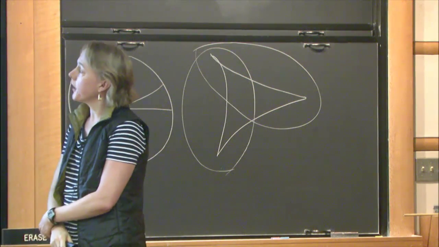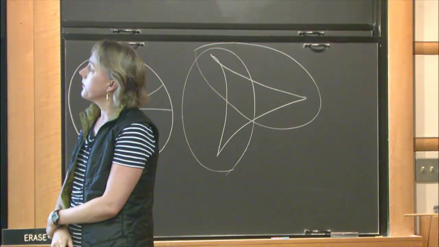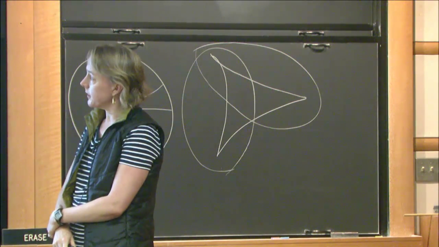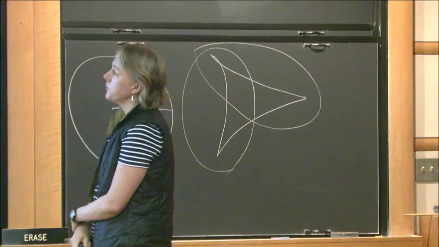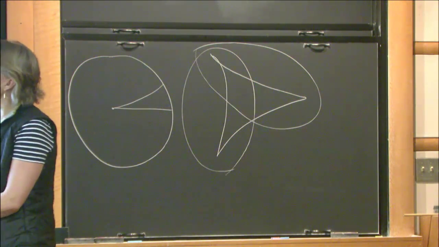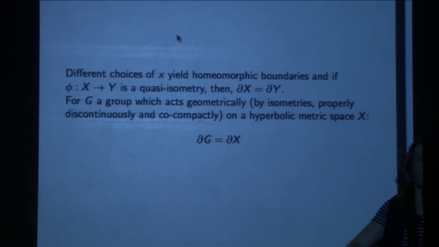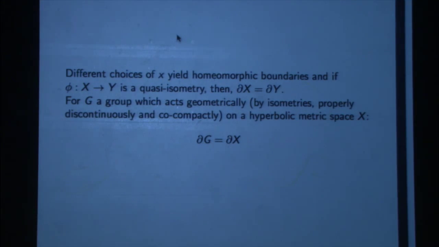Okay, so now I'm going to talk about a group being hyperbolic. My favorite definition is that if you have a group which acts geometrically, so that means by isometries, properly discontinuously, and co-compactly on a hyperbolic metric space, then we say the boundary of G is exactly the boundary of that delta hyperbolic metric space. That's our definition of the boundary. You can think that for a group which acts geometrically on a hyperbolic metric space, your favorite example should be a convex co-compact Kleinian group. This is our prototypical example of the situation.